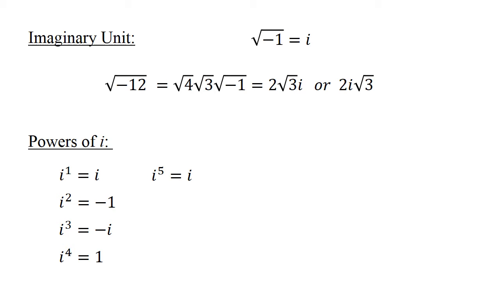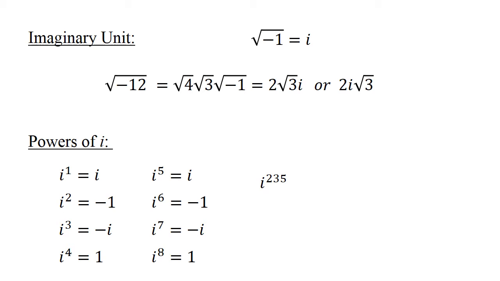i to the sixth is i squared times i to the fourth, so 1 times -1 is -1. i to the seventh, i to the fourth times i to the third, so 1 times -i is -i. i to the eighth is i to the fourth times i to the fourth, so 1 times 1 is 1. And what we see is this goes through a cycle of 4. Every time you hit a multiple of 4, it goes back to 1 and the cycle resets. So we can use that to simplify expressions.